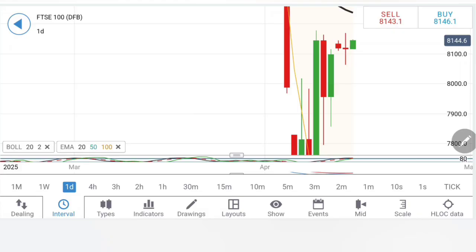On the downside, I will recommend a selling entry now at 8120 levels. Expect 8100, 8080, and then 8050. Any drop below 8050 is a clear sign of more bearishness. Take your trades, take your positions accordingly.